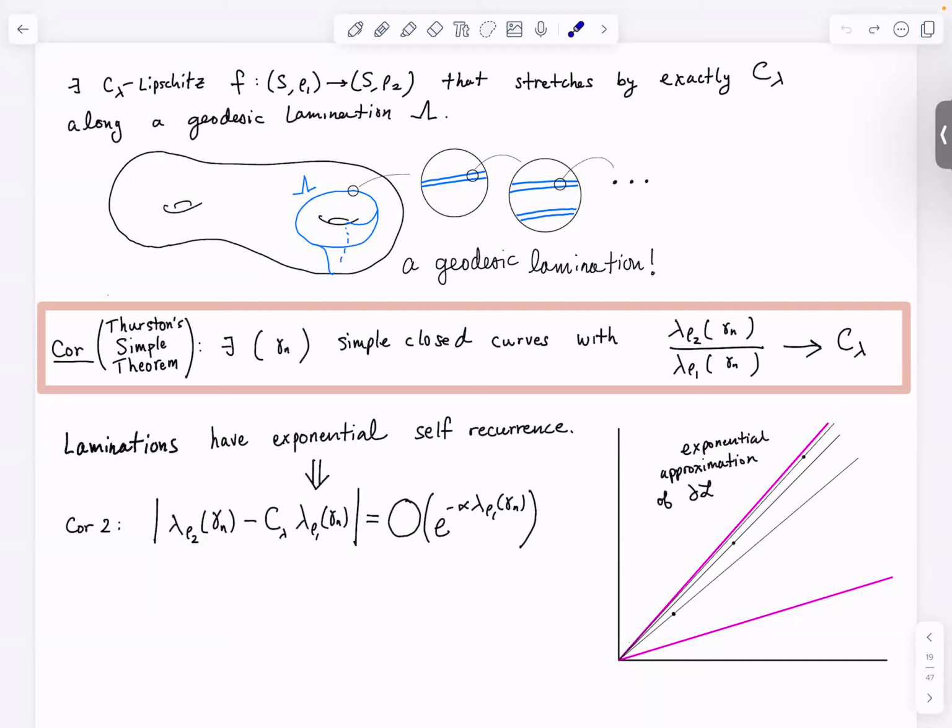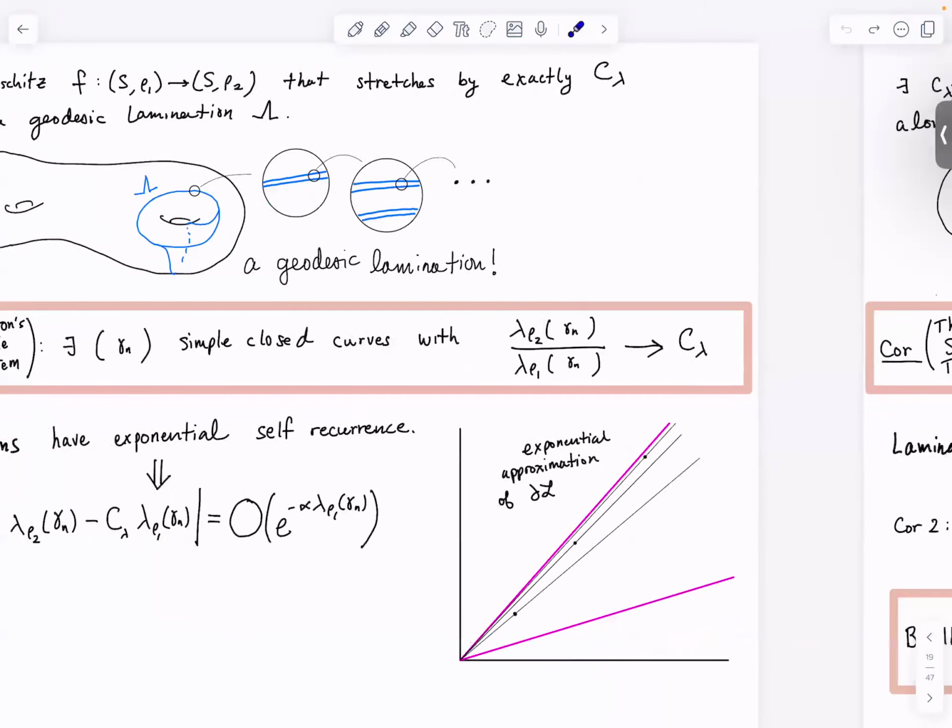Okay, why do you get that? Well, because, I'll say this in a vague way, laminations have exponential self-recurrence. So when I follow a leaf of a lamination around, the recurrence behavior that it exhibits is way stronger than you have any right to expect just for the usual geodesic flow on the unit tangent bundle of a hyperbolic surface. Okay, so that brings me to big idea number 2.